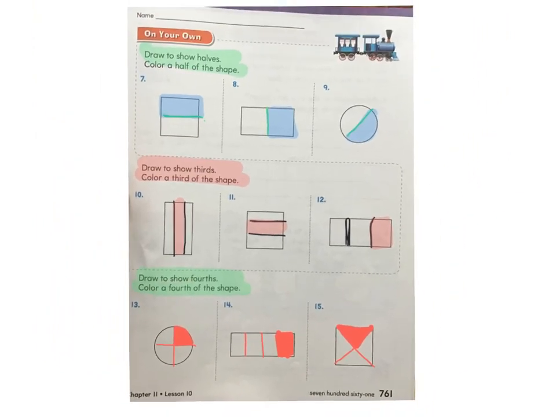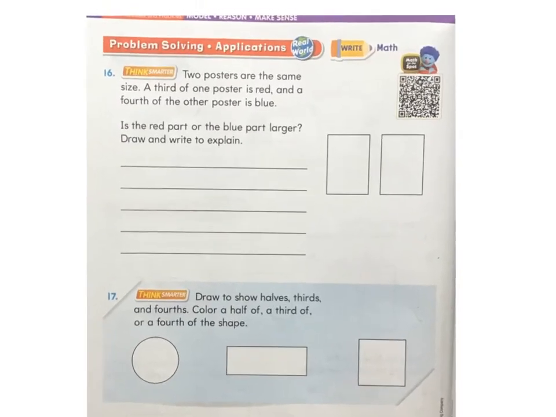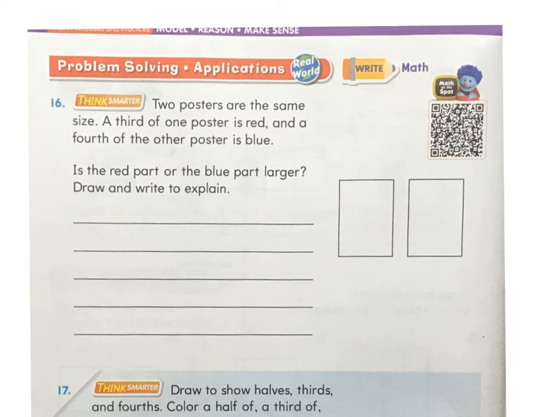How did you guys do? Great, I hope. Now let's move on to page 762. Okay, you've turned to page 762. Let's take a look at number 16.